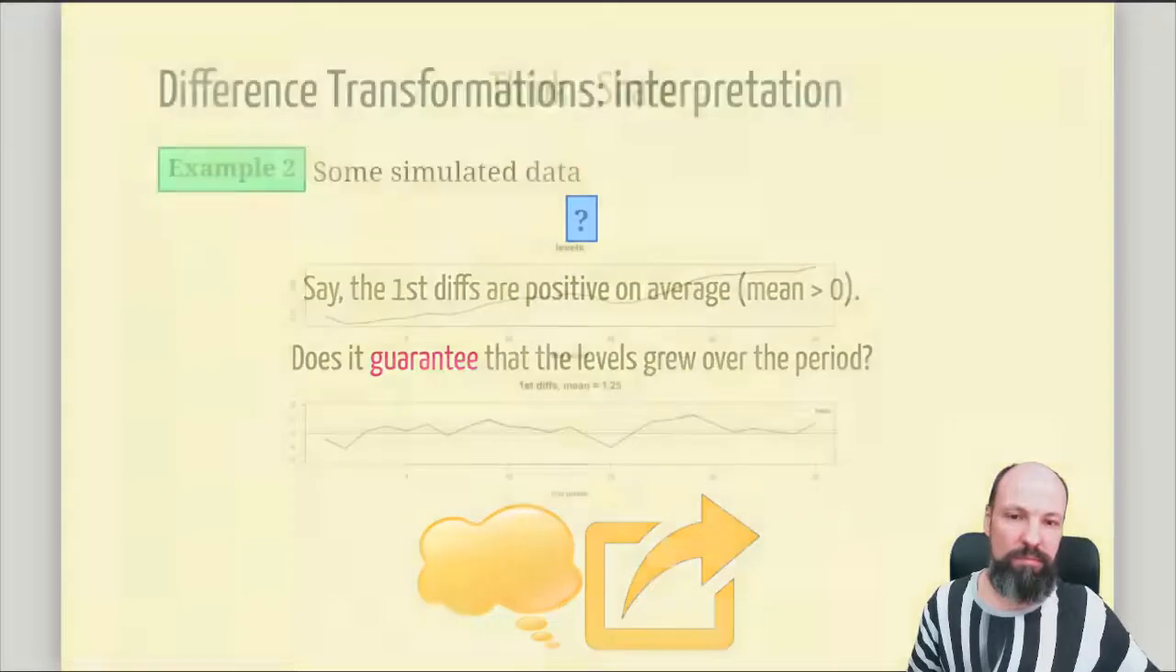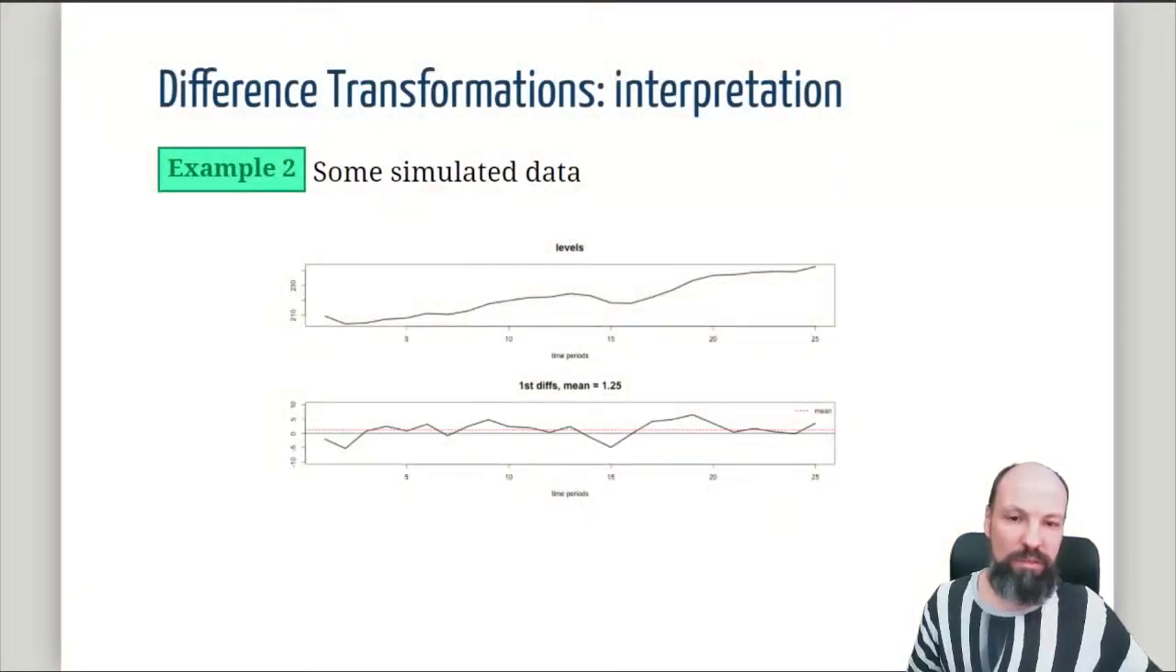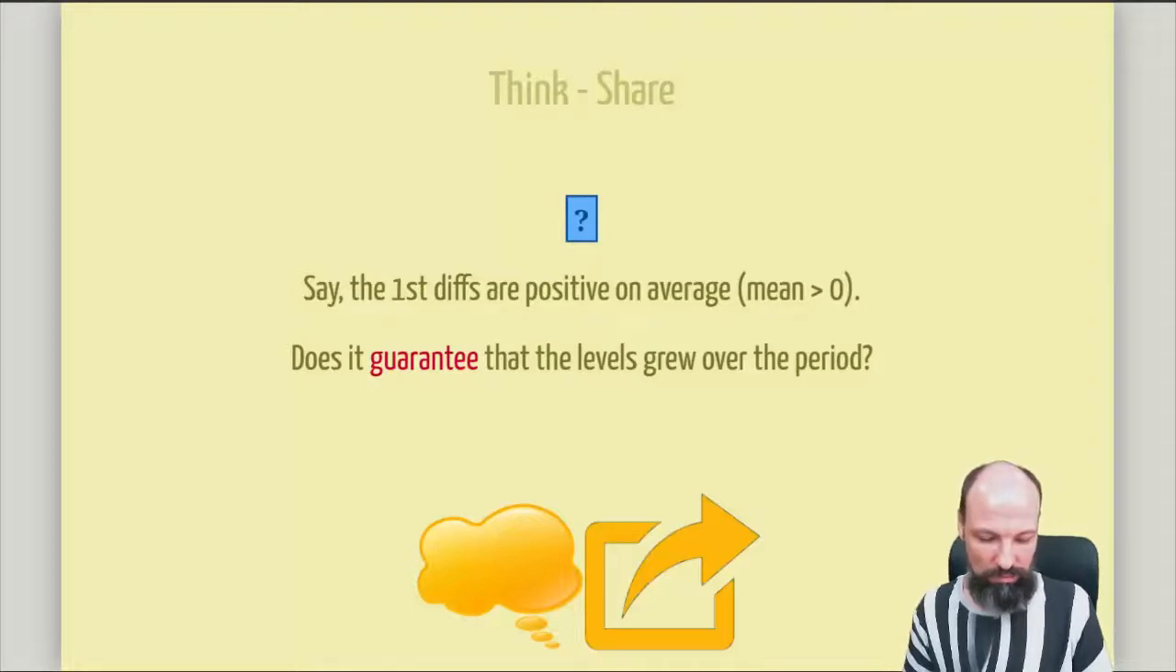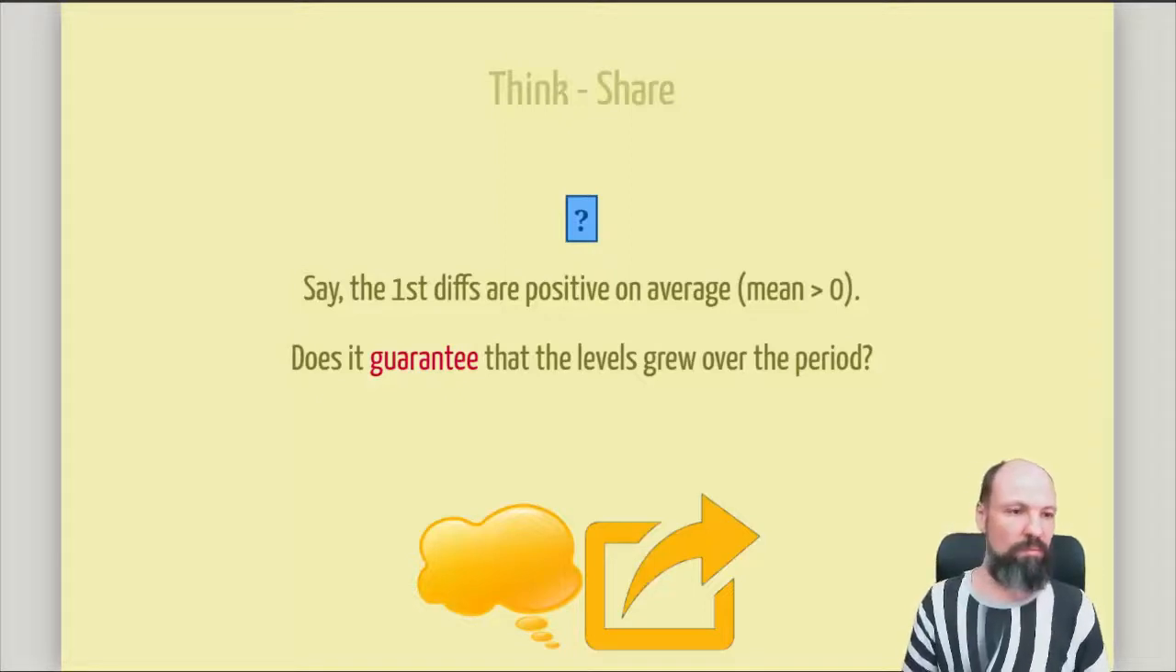Like in this example before, there's growth, this is the first difference, and then on average the mean level of the first difference over this sample is positive. Does this guarantee that that thing grew? For example, if we saw only the second part of this plot, on average this thing is positive. Does it mean that the original thing grew? Well, generally no. You could give some example.